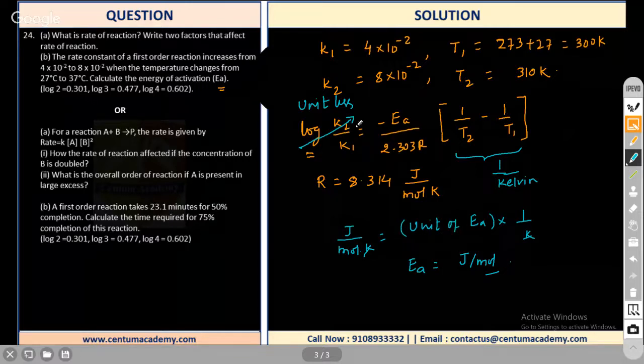Okay. Now you substitute all these values here: T1, T2, R, K1, K2. You will get EA. The value of EA you will get is 535 point something, approximately. That will be in kilojoule per mole. Okay. Understood?